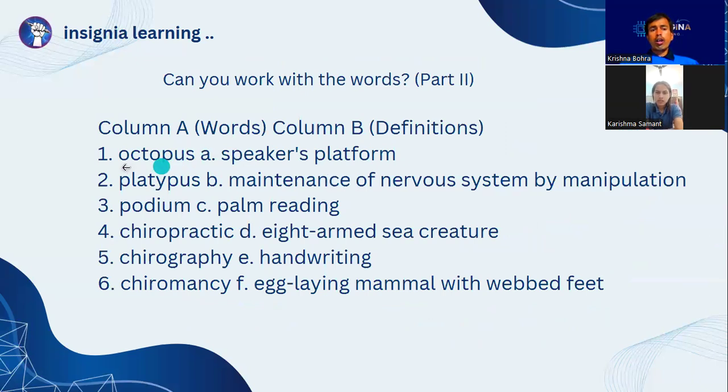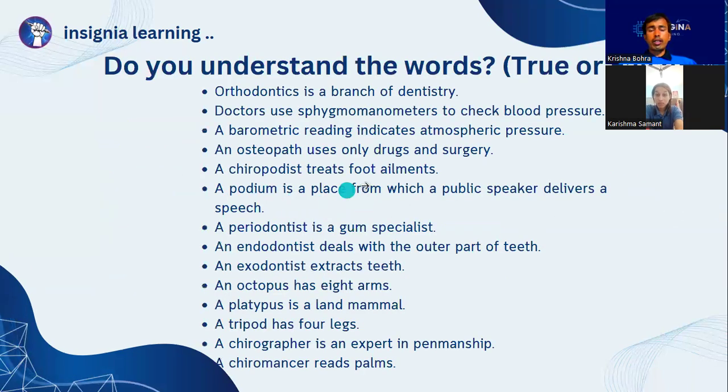Octopus means having 8 hands, like this. Okay. Podium is related to foot. Chiropractic practitioners are those who straighten our bones basically. Chirography is handwriting. Chiromancy is palm reading. Okay, remember these words. Now the last question, true or false, yes or no, and we are going to finish it within a few minutes.